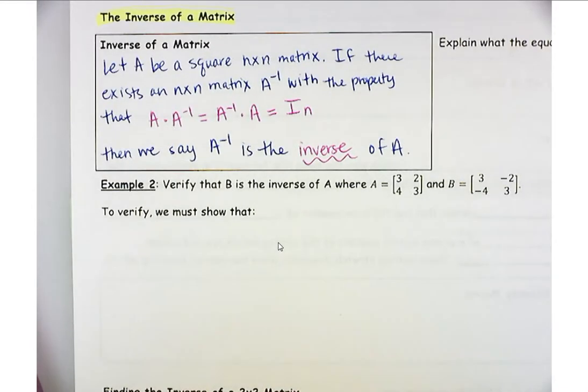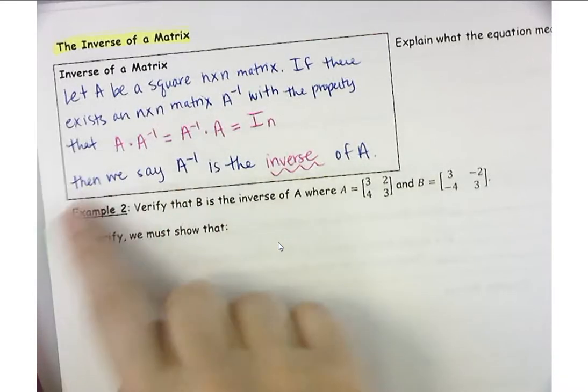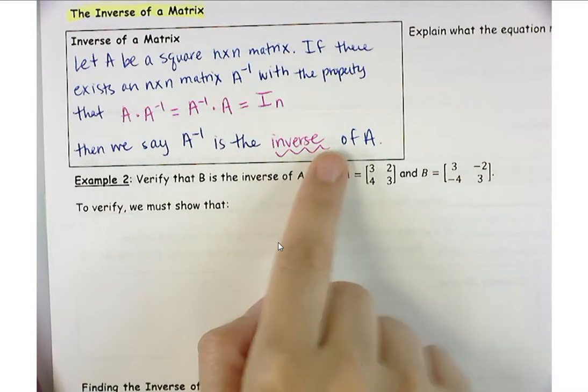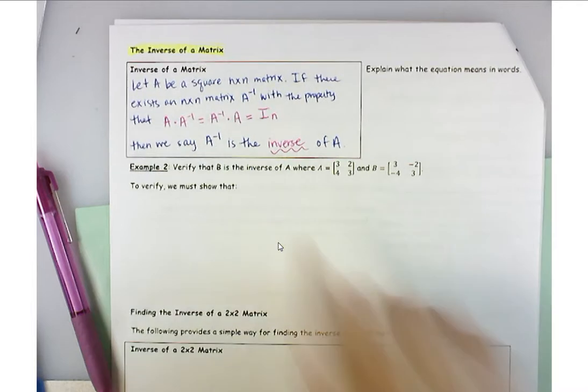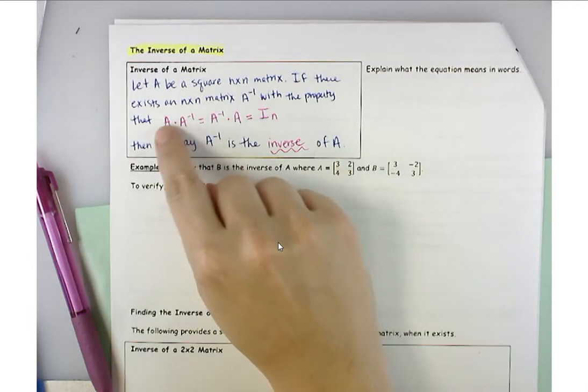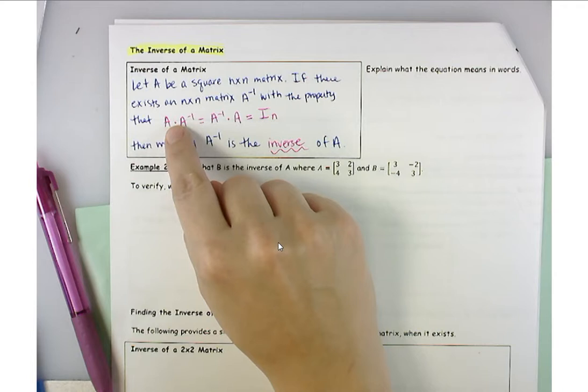Okay, so we're going to let A be a square n by n matrix. If there exists an n by n matrix, A inverse with the property that when you multiply them together, you get the identity matrix, then we say that A inverse is the inverse of A. So let's explain what this equation means in words. Okay, so what's happening here between these two matrices? What are we doing to them? What does this mean?